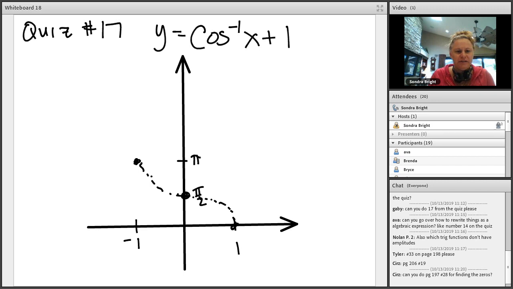So I'll do a different color. Okay. So if I'm shifting it up 1, this would be like 1, since pi over 2 is about 1.5. And then pi over 2 plus 1 would be right about there. And then pi plus 1 would be right there. And so my graph would be here, here, and here.